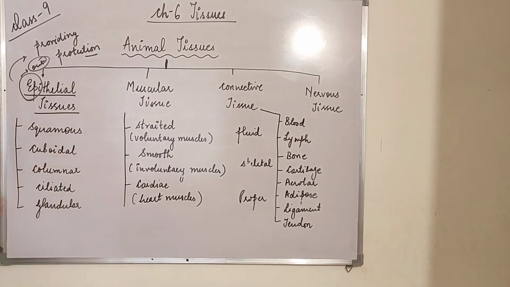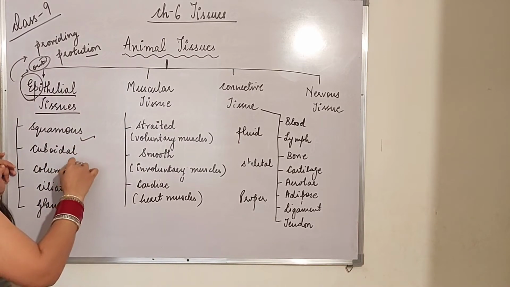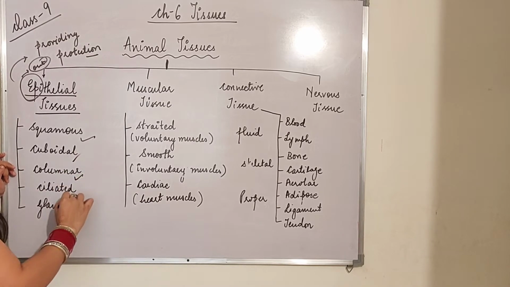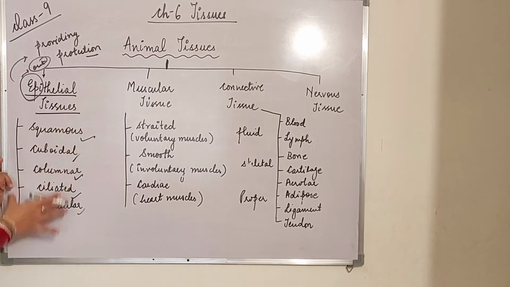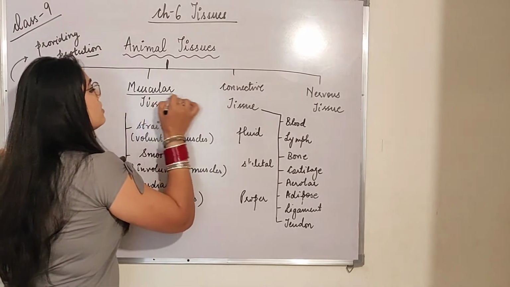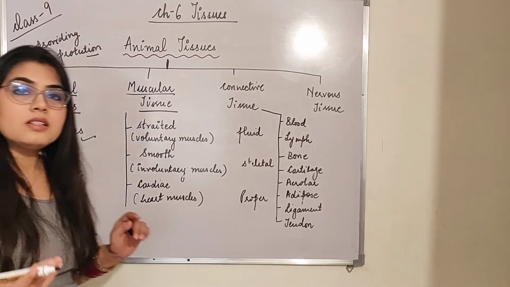Now they are of many types: squamous epithelial, then cuboidal, columnar, ciliated and glandular. This part will have a separate video in which we will be discussing each and every part in detail. Then muscular tissue. As you all know, in our body muscles are present.